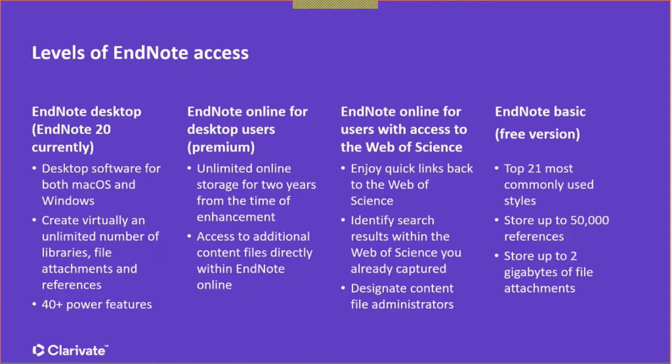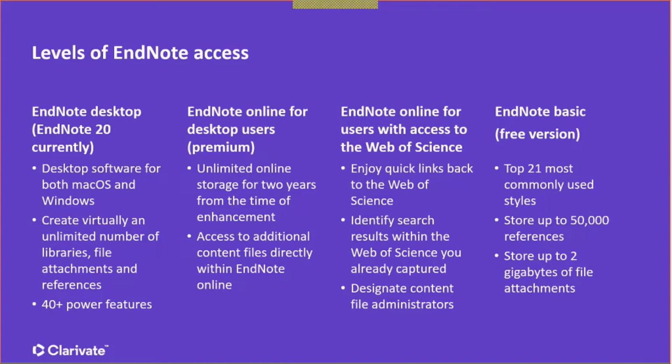Now, the base tier of EndNote Online is what we refer to as an EndNote Basic account. With EndNote Basic, you can get, as the name implies, a pretty basic research paper done. You would have access to the top 21 most popular styles related to EndNote to apply to writing projects that you're developing in Microsoft Word. Aside from that, you would be restricted to storing only up to 50,000 references in your EndNote Online library and up to 2 gigabytes worth of file attachments.